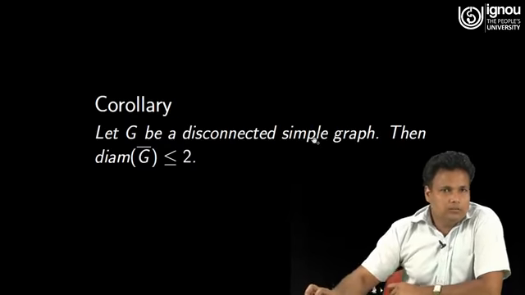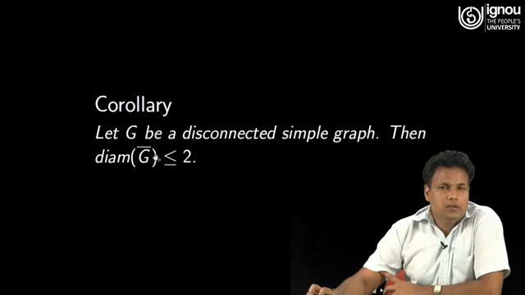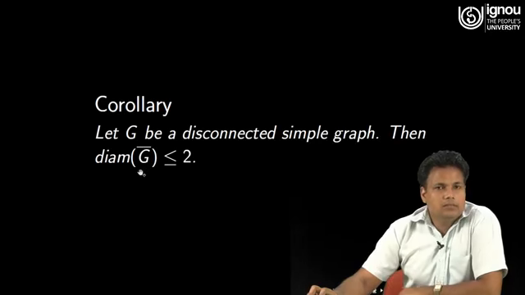Now there is a simple corollary of this theorem. Let G be a disconnected simple graph, then the diameter of G bar is at most 2. We have just seen that any two vertices in G bar have a path of length at most 2, and therefore the distance between them is at most 2, and since U and V are arbitrary, the diameter of G bar is at most 2.